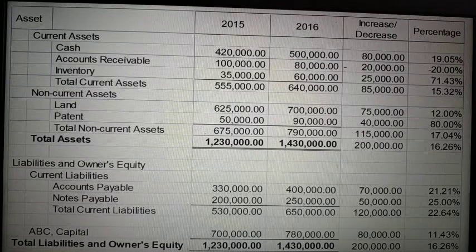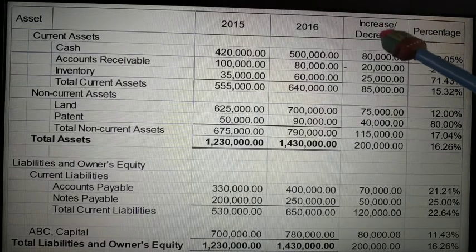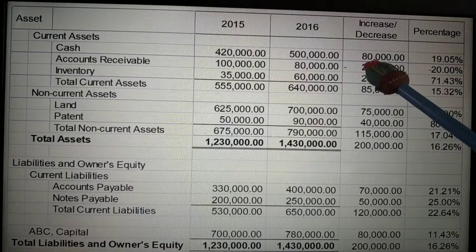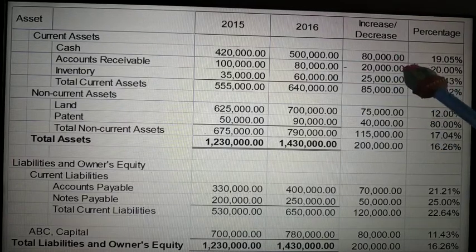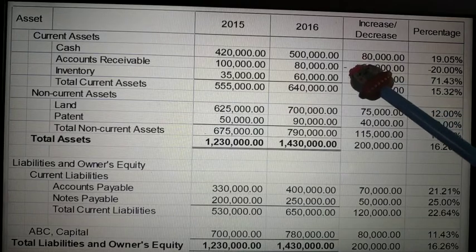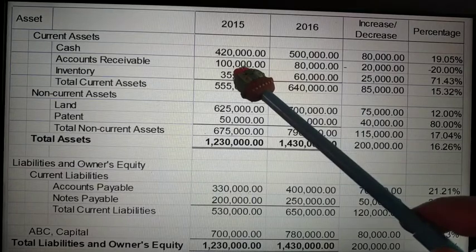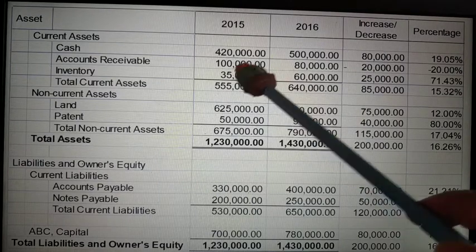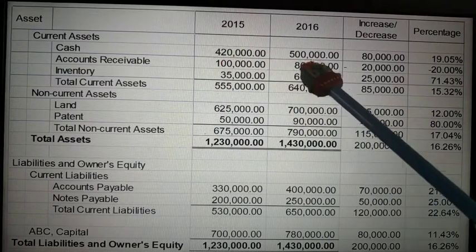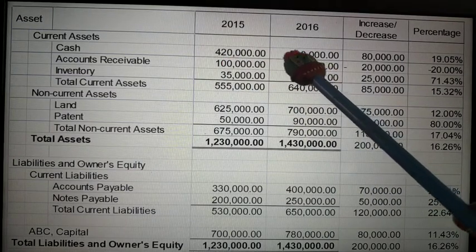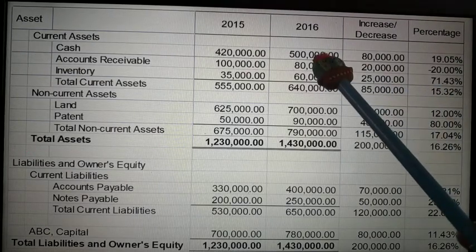Okay. So the next, what you will do is the same. For a decrease, the figure is negative, but it should be placed in open and close parentheses. As you notice, in 2015 we have 420, then in 2016 we have 500. It means their cash increased by 19% in 2016.